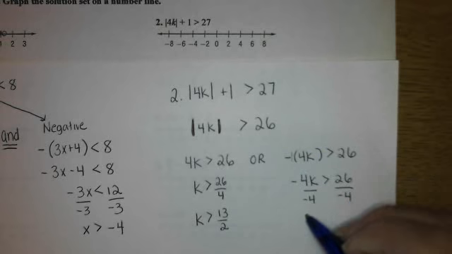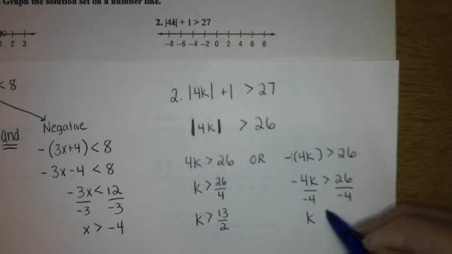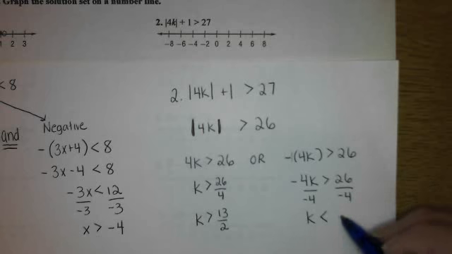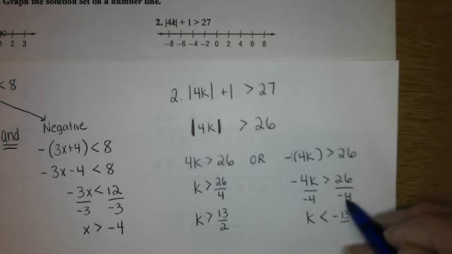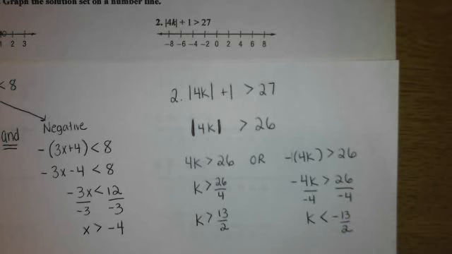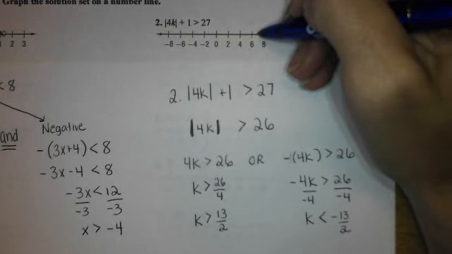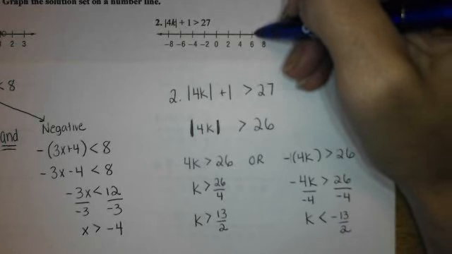Now I'm showing this step because I really want you to see that when you divide by a negative, you have to reverse that inequality symbol, and 26/4 does simplify down to -13/2. So if we go ahead and graph this, remember 13/2: 12 divided by 2 is 6, so this would be like 6.5. So this is 7 right here, so 6.5.